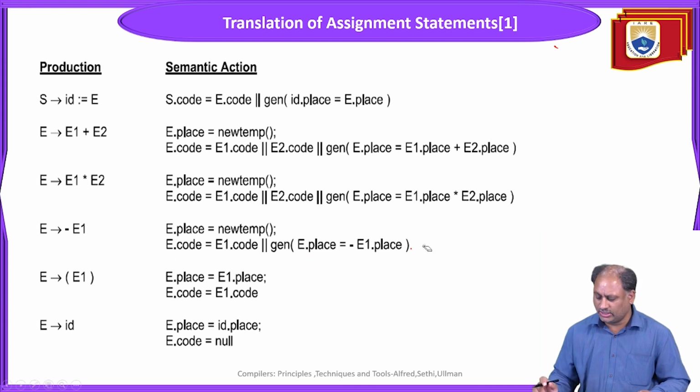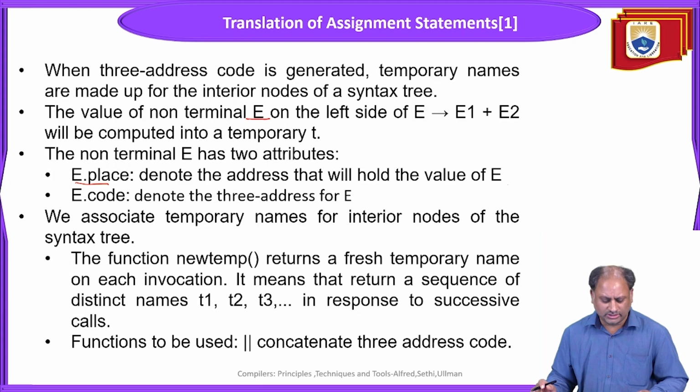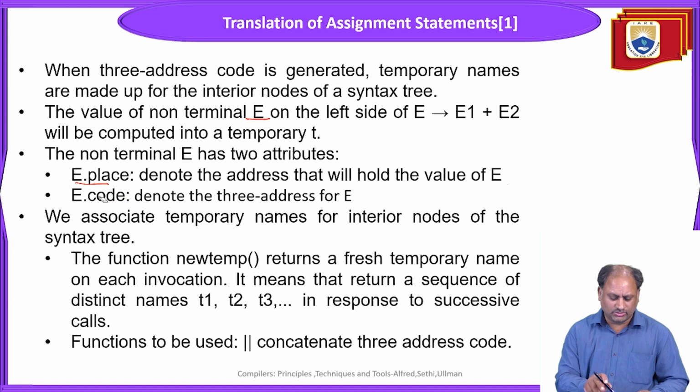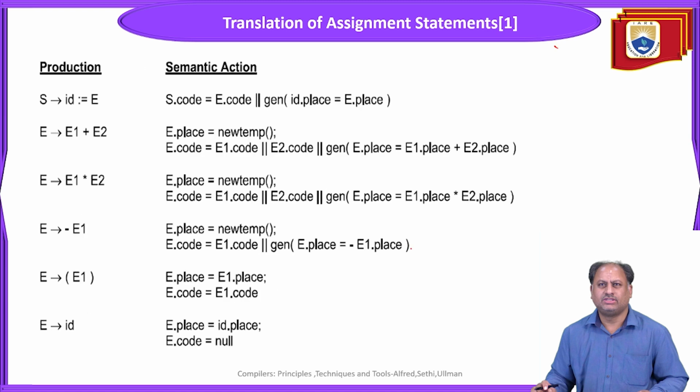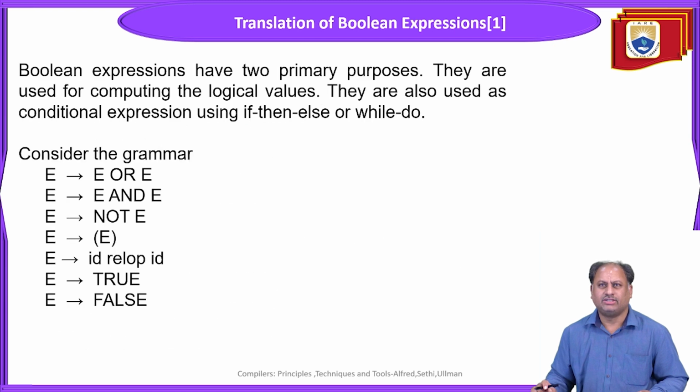Simply this is an easy operation in which you are going to write the two notations. One is E dot place, the second one is E dot code. These are to be mentioned while applying this semantic action.